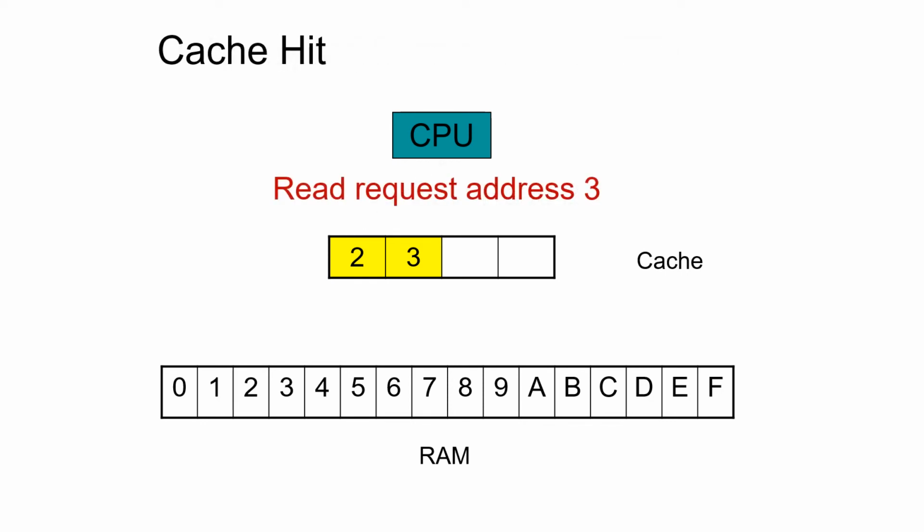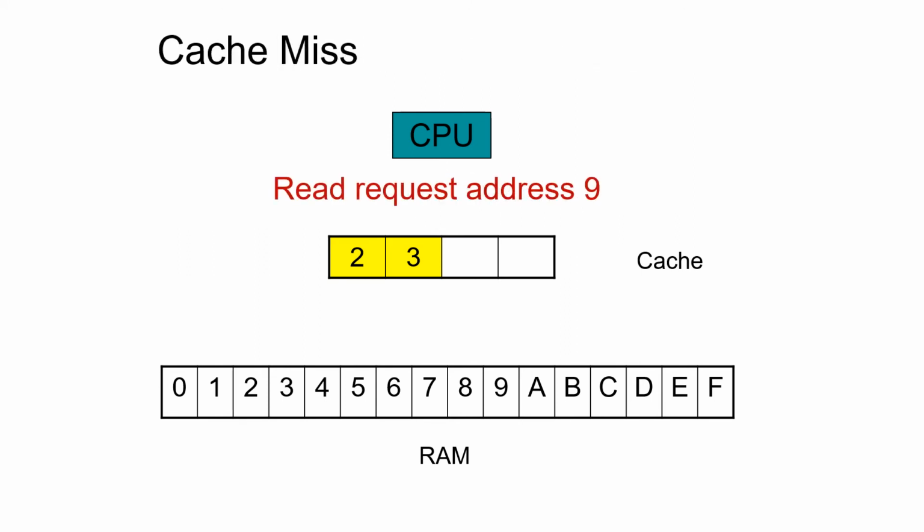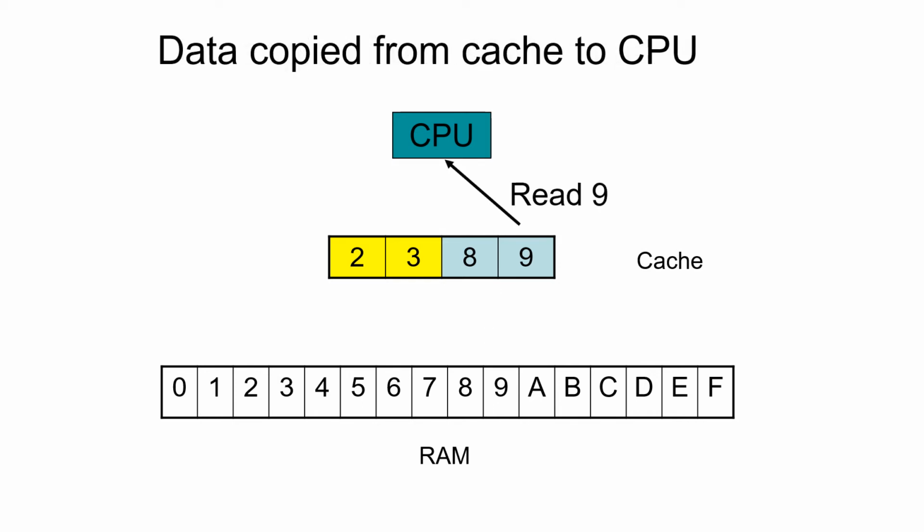If it wants address 3, it's already in the cache, so it can get it immediately. If it then requests address 9, which is not in the cache, it copies it from memory into the cache and then into the CPU.